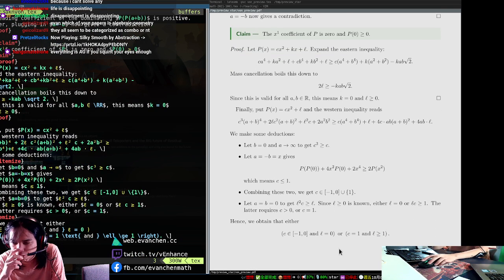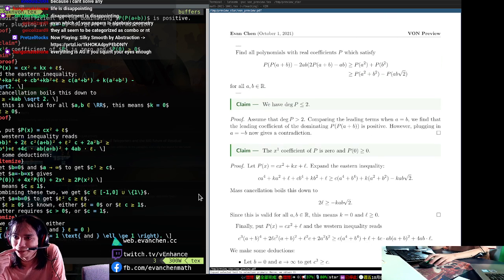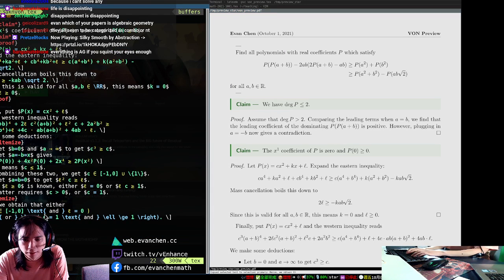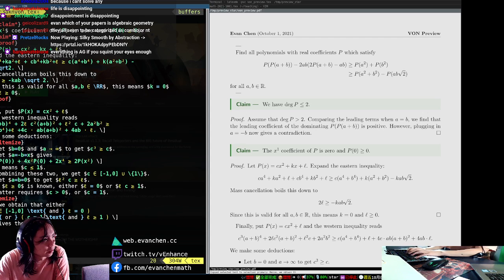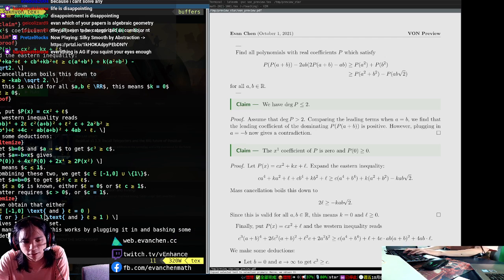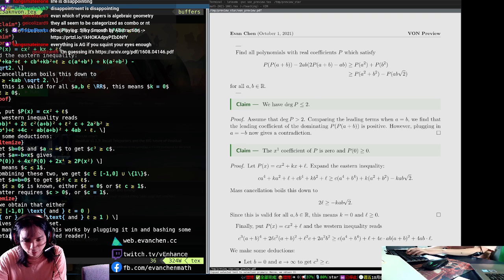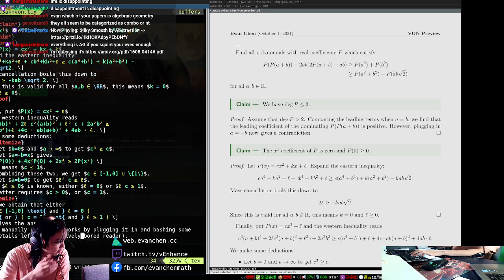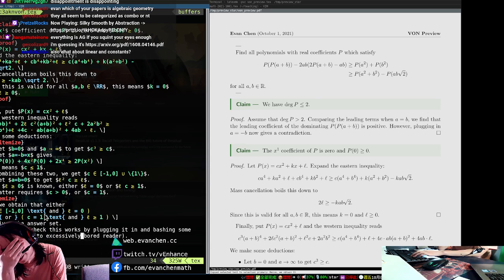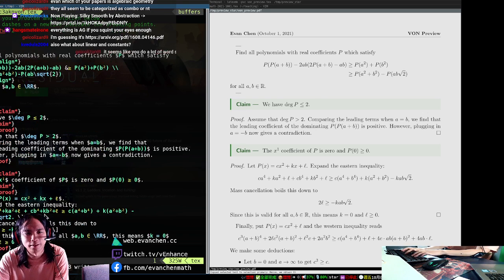Okay, I'm not even gonna bother writing the check that this works because this is too obnoxious. Which gives the answer set. One can manually check this works by plugging it in and doing some more algebra. Details left to the reader. We did it on stream. I'm not writing it up again. Jesus Christ. That took like 2 hours.